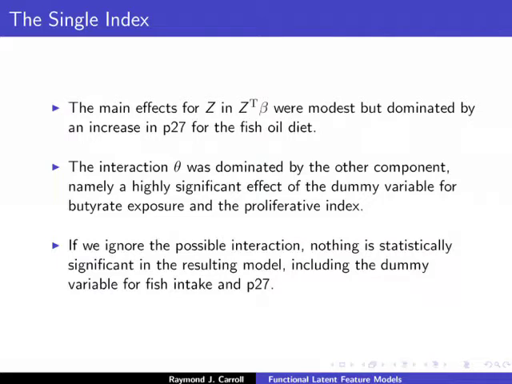The interaction parameter was highly significantly affected by the butyrate exposure and how much proliferation there was. So the main effect, Z transpose betas, is the fish oil diet effect and the other two environmental variables. If I ignored the interaction and just fit a partially linear model, nothing was statistically significant, and that's implausible. It just can't happen that there's nothing going on in these data. For one thing, they spent $700,000 on this little experiment. So after you paid for all the graduate students, there better have been a statistically significant effect, or I would not be on their grant anymore.